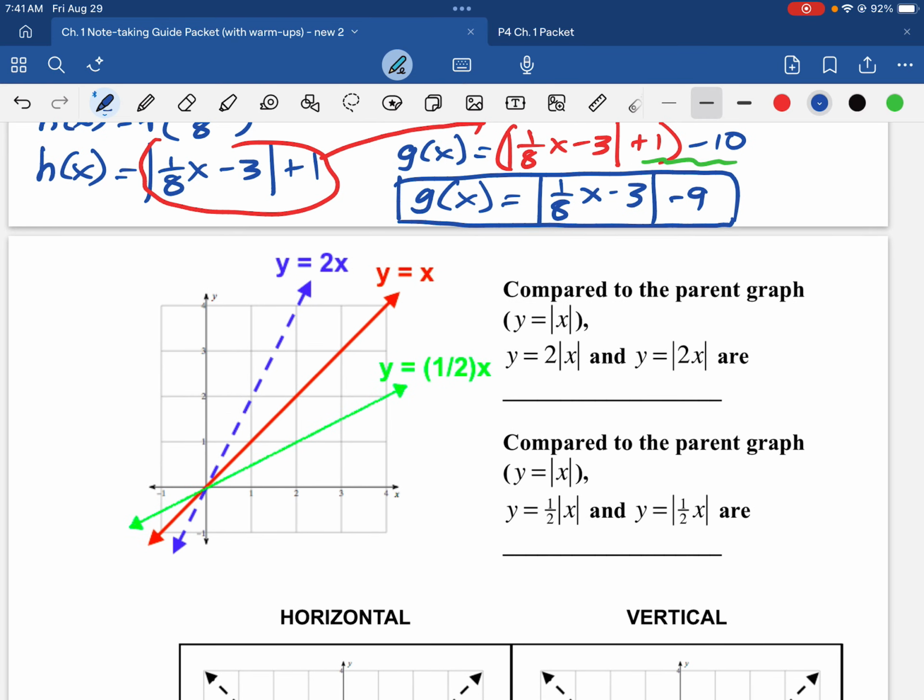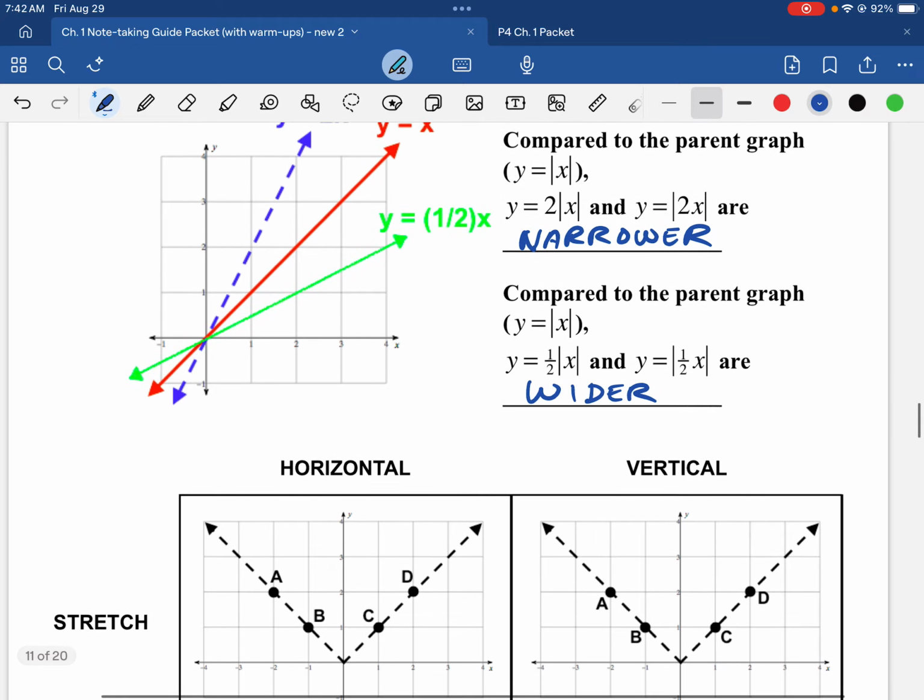Okay, and that same kind of idea happens when we're looking at coefficients with absolute value functions. So I've got these 2's here, okay, in those 2 slots, and it doesn't really matter if it's inside the absolute value or outside. The same phenomenon is happening here. Compared to the parent graph, the v is going to look narrower when I've got a coefficient that's more than 1. If I have a coefficient that's less than 1, like the 1/2 in both these slots, then it's going to look wider. Okay, and that idea will come in handy. Those aren't technical terms, but they'll help to organize our thinking.